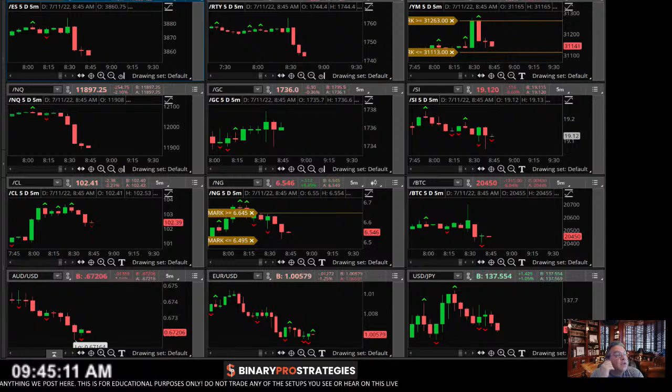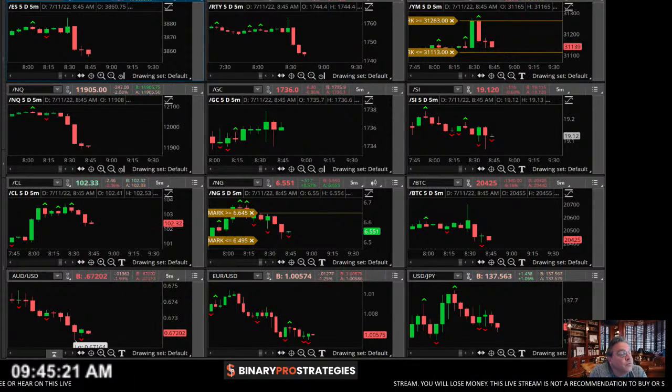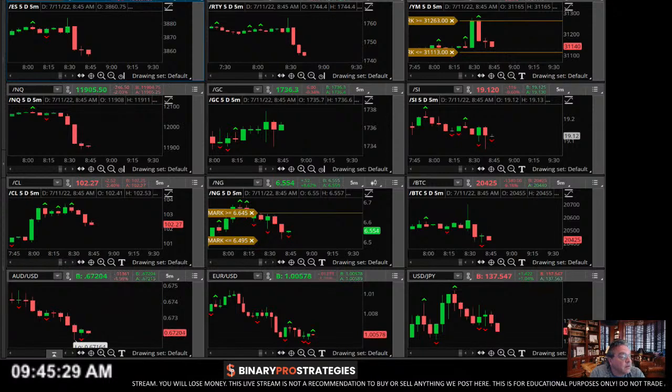Still short on the mini Dow. Still have that short going on natural gas. Natural gas is one of my favorites. RTY is one of my favorites. Gold is one of my favorites. I try not to trade more than that. It just gets too overwhelming, particularly first thing in the morning. It's real hard to keep up with these.